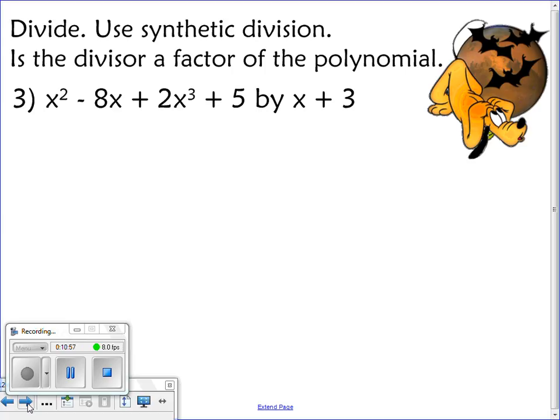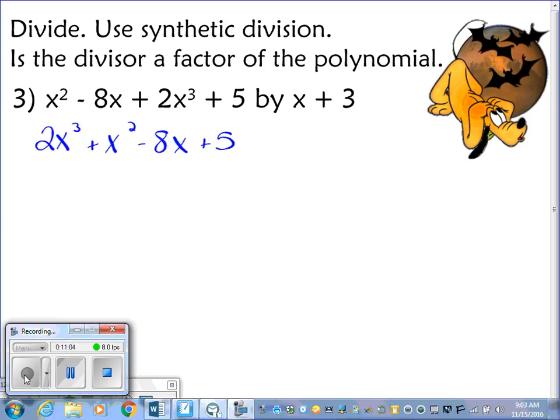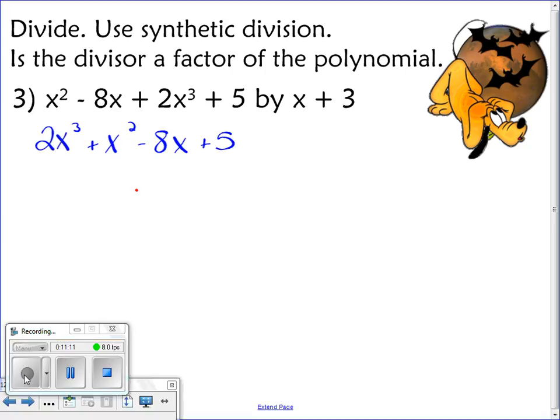Why don't you guys try number 3 on your own? Just a heads up, what do you notice right away on number 3? It's out of order. So make sure you put it in the right order before you try it. All right, let's go ahead and go over this. Make sure you put it in the right order first. So then our coefficients are 2, 1, negative 8, and 5. And then we're dividing by negative 3.